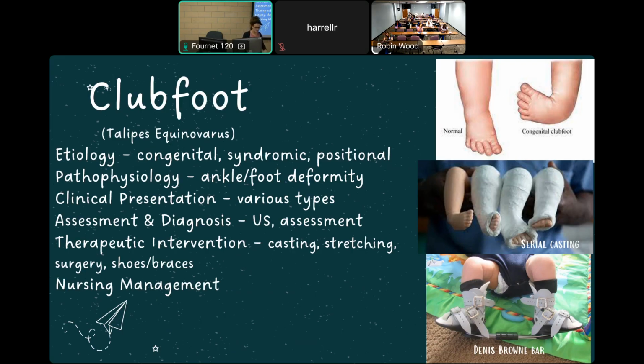So other interventions or other nursing management: neurovascular checks after casting and things like that, definitely after surgery. Cast care. As always, we want to promote developmental care. It can result in delays. This little nugget with the Dennis Brown bar is going to have a hard time rolling over as much as he wants to. So we want to help them still meet all their milestones. And then your usual post-op care, monitoring for infection, all that good stuff, pain management.